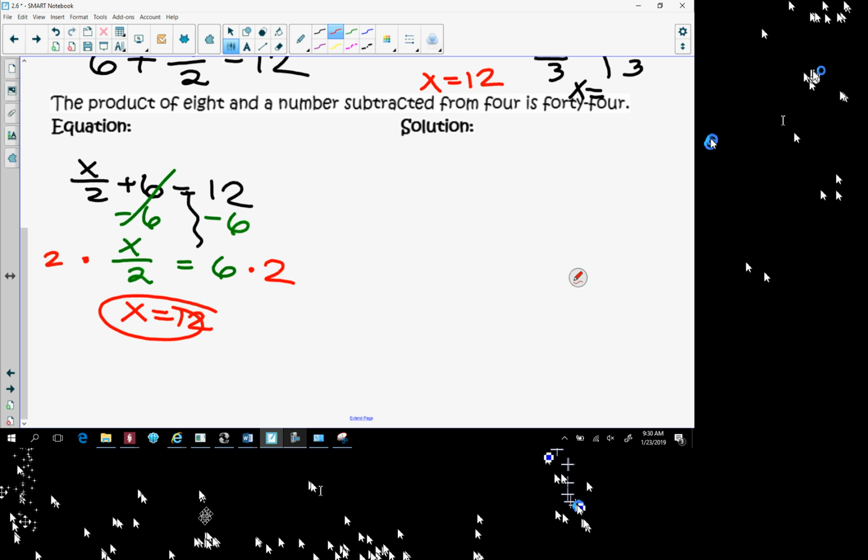All right, last one: the product. What does product mean? Multiplying. So I know I'm multiplying 8 and a number, subtracted from 4. If it's subtracted from 4, it's going to go in the back. See how that one looks a little bit funky? I have the product of 8 and a number, but I'm subtracting that from 4. And we know that subtracted from is a turnaround word.